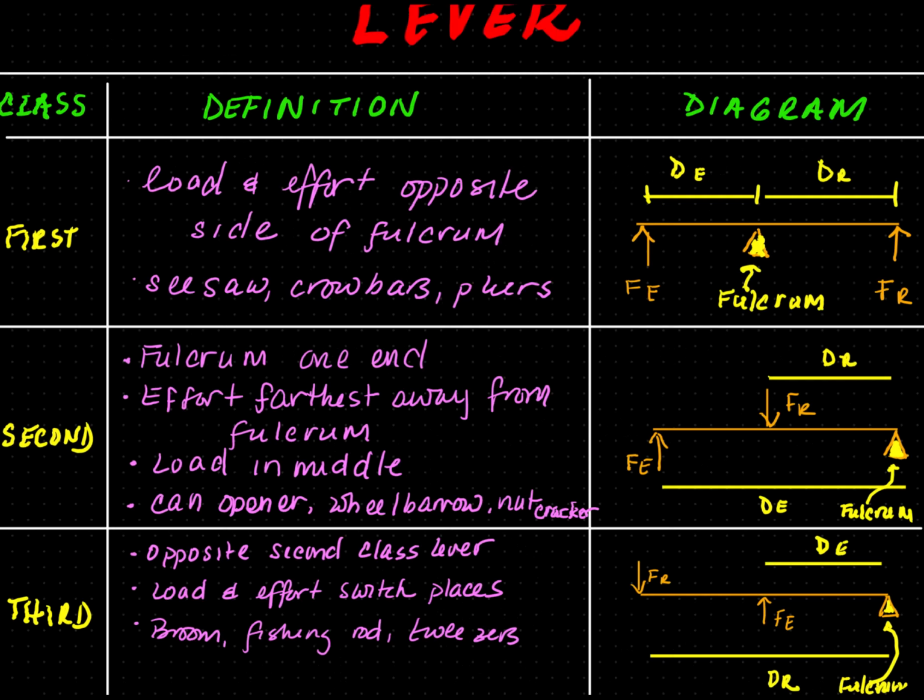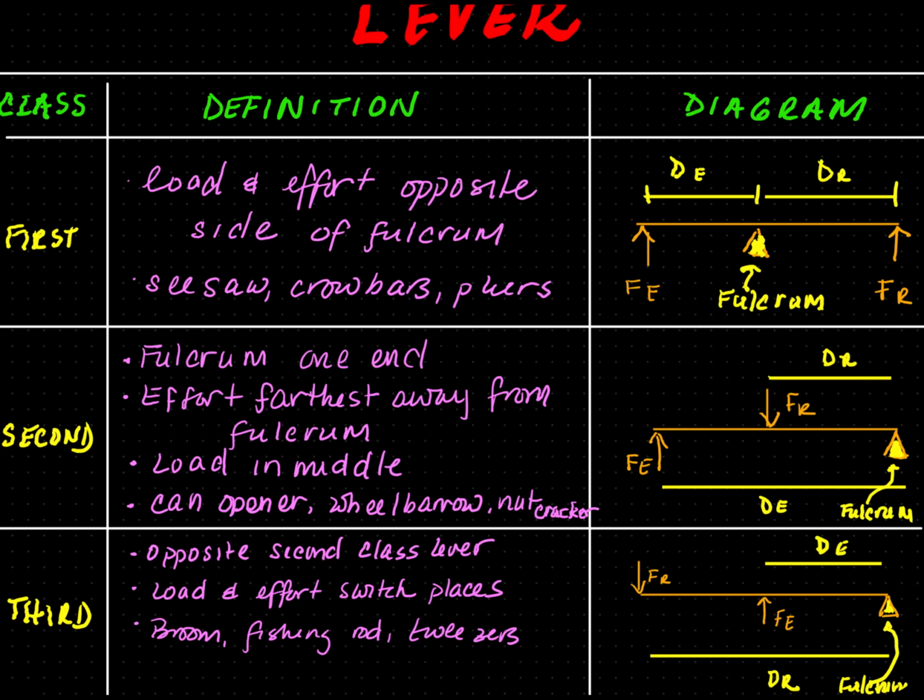The first simple machine is called a lever. There are 3 classes of lever, which are the first, second, and third, and it is determined by where the effort force, the load, and the fulcrum are located. In the first class lever, the load and effort are on opposite sides of the fulcrum. That means the fulcrum is in the middle.